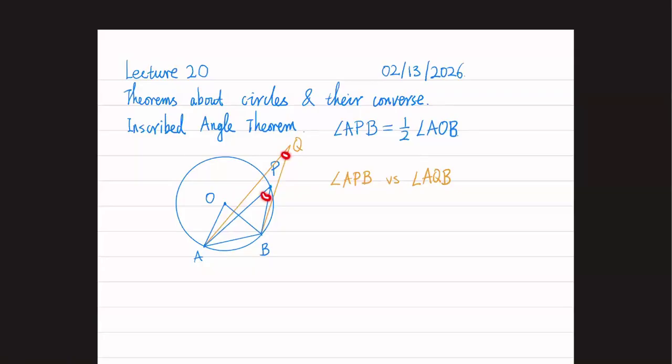Peter, let's turn on the camera. Okay. So this one is on the circle. We call it the inscribed angle. This one is outside of the circle. Could we compare these two angles? Which one is bigger? Which one is smaller?